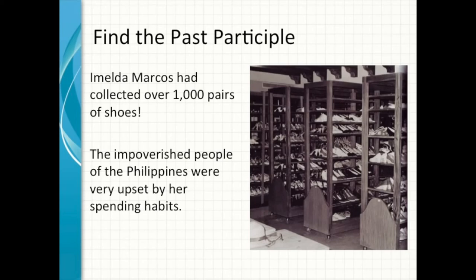Next sentence. The impoverished people of the Philippines were very upset by her spending habits. What's the past participle? Did you find the word impoverished? Impoverished is the ed or past participle form of the verb impoverish. Well, in this case though, it's describing the people, so it's acting like an adjective. As a bonus, did you find that I also had the word spending in here, which is a present participle that's describing the habits?